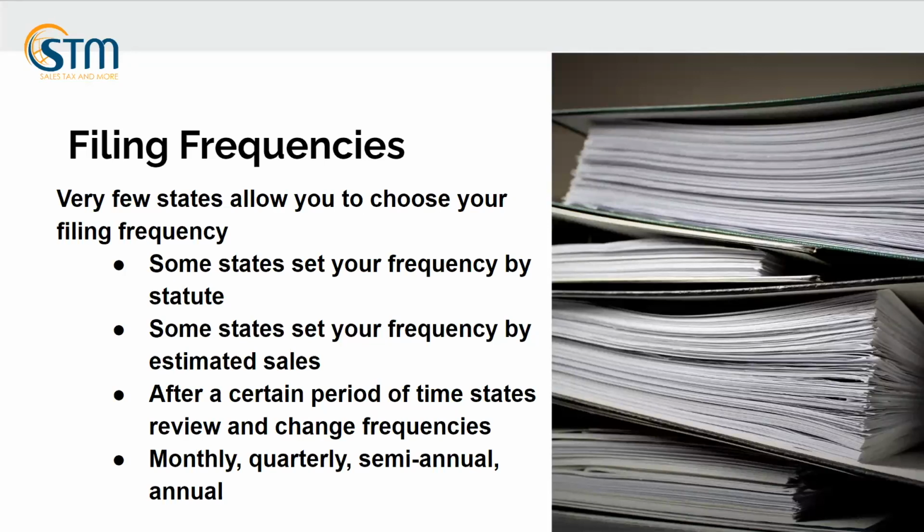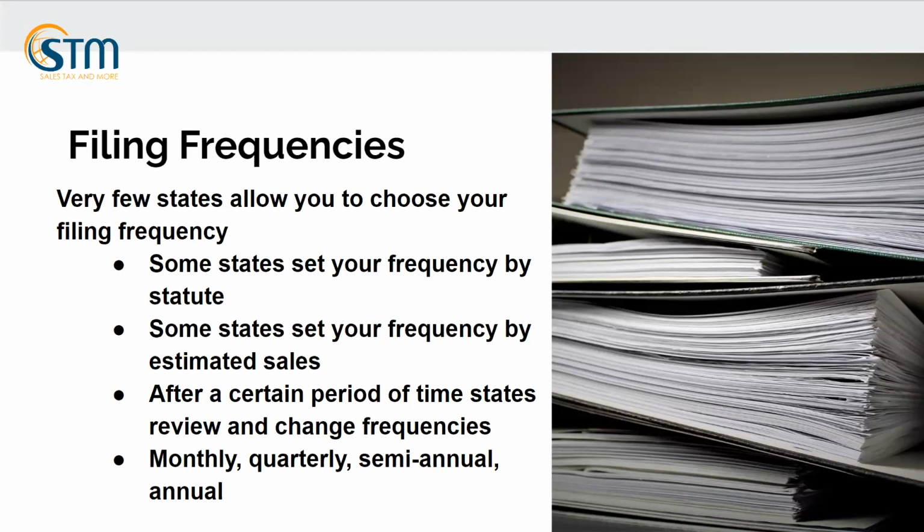I'll set it up so I can do that. And very few states allow you to choose your own filing frequency. Most states are going to set your frequency up by statute. Georgia, they say that for the first 6 months, everyone is automatically going to be a monthly filer, and then we'll look at what your sales are and determine if you're going to stay a monthly filer or go to a quarterly filing or semi-annual or annual.